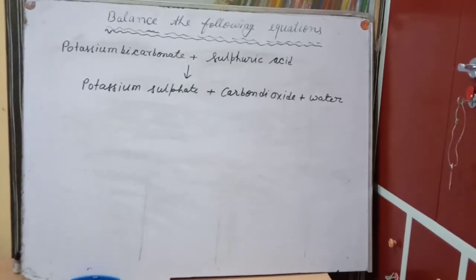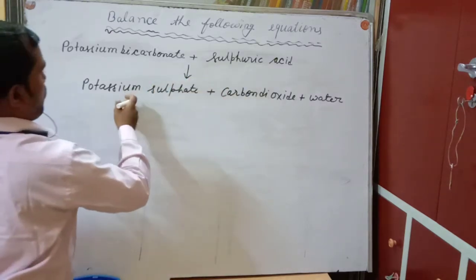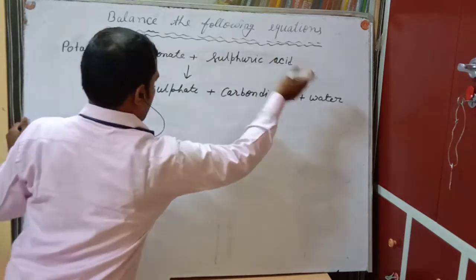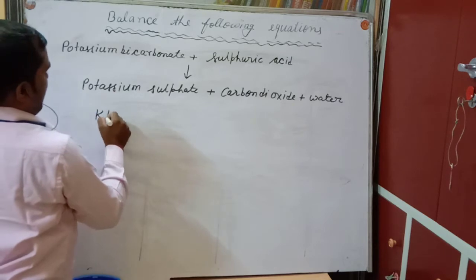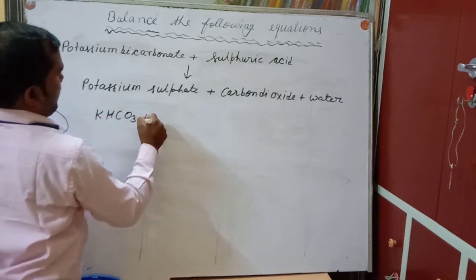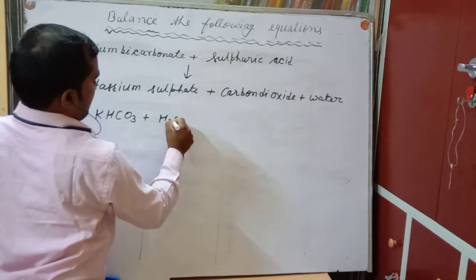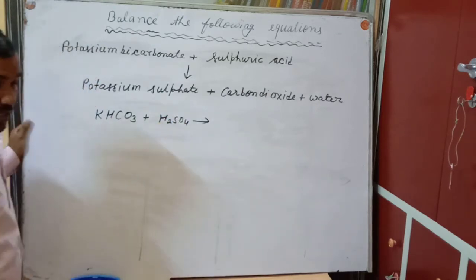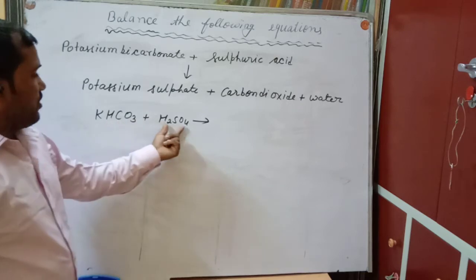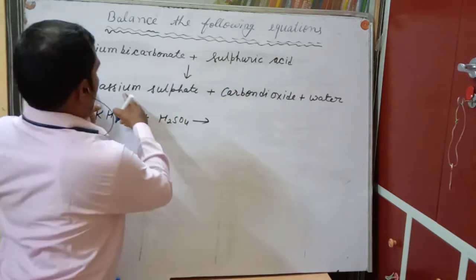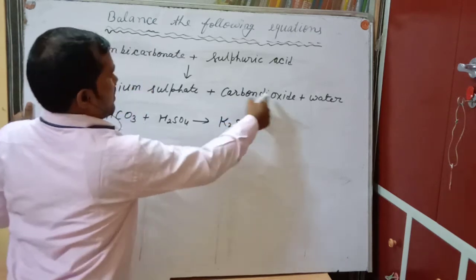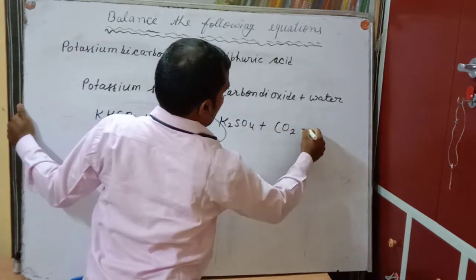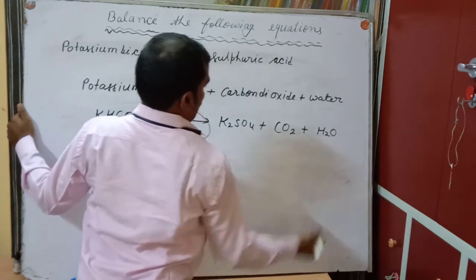Okay, so the second equation is potassium bicarbonate, which will react with sulfuric acid to give potassium sulfate plus carbon dioxide plus water. I am going to write it in symbol form: potassium bicarbonate, KHCO3, which will react with sulfuric acid, that is H2SO4, and gives out potassium sulfate, that is K2SO4, plus carbon dioxide CO2 plus water, that is H2O.